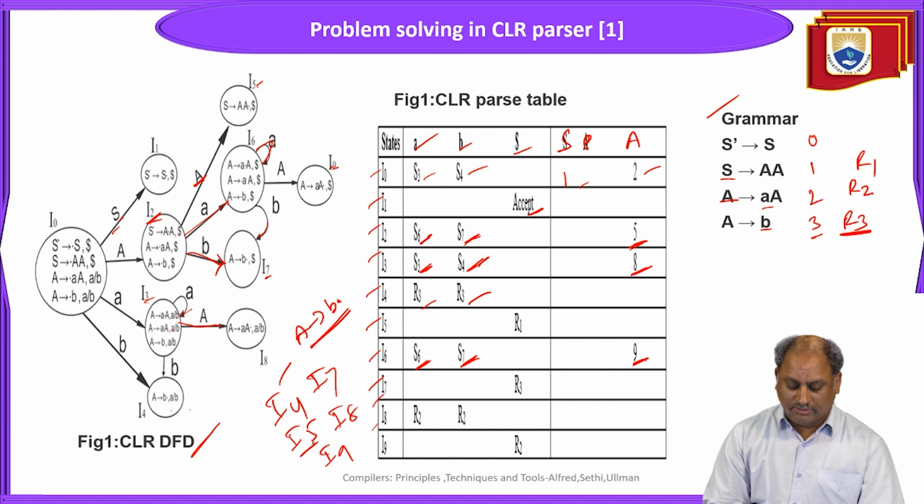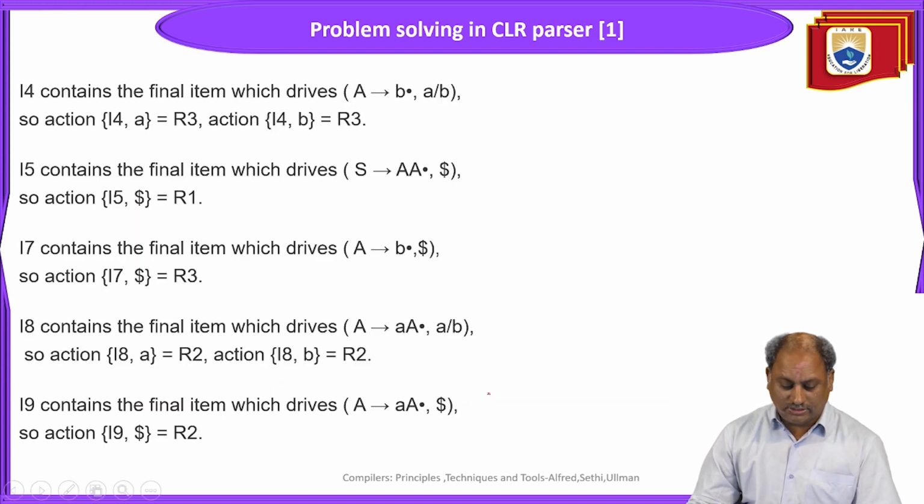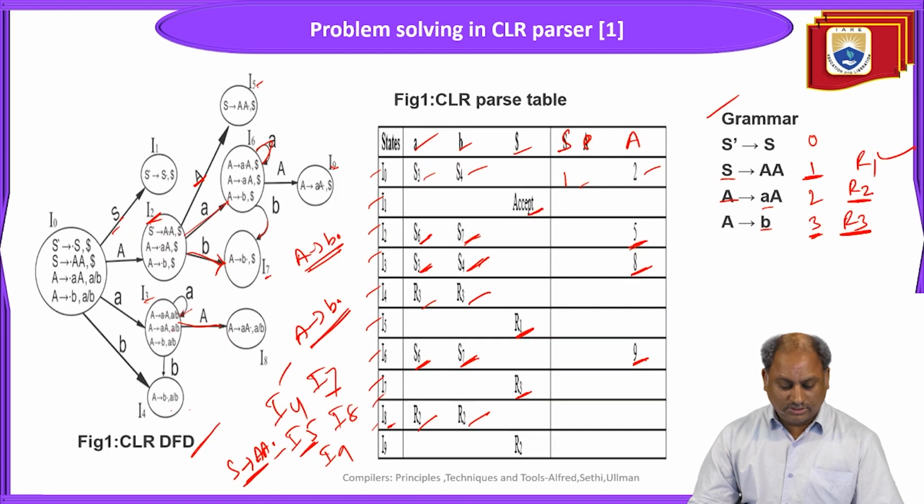I5 is also a reduction step. I5 contains S derives A A dot, which is production R1, so it is R1 under dollar, because dollar is the follow of S. I7 is A derives b dot, so this is R3, and for I7 we write R3 under dollar, the follow of A. I8 is A derives a, that is R2, with a and b, the follow of A. I have to consider this implementation with the follow notations.